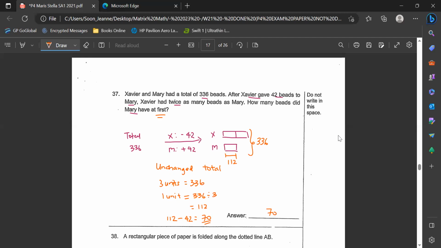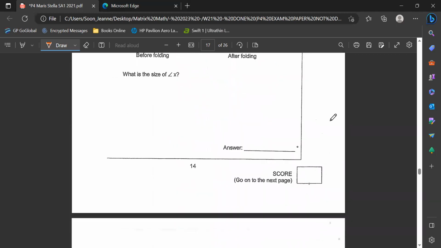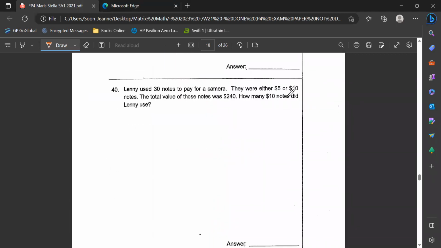Okay, now moving on to question number 40, which is supposition. Lenny used 30 notes to pay for a camera. They were either $5 or $10 notes. The total value of those notes was $240. How many $10 notes did Lenny use? So we want to find the $10 notes, right? We will suppose all are of the other kind of note. So suppose all are $5 notes, because we need to find $10, right?